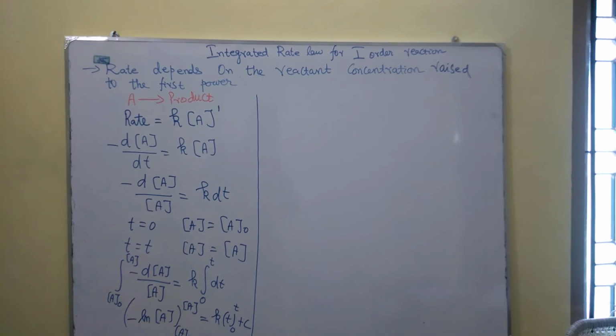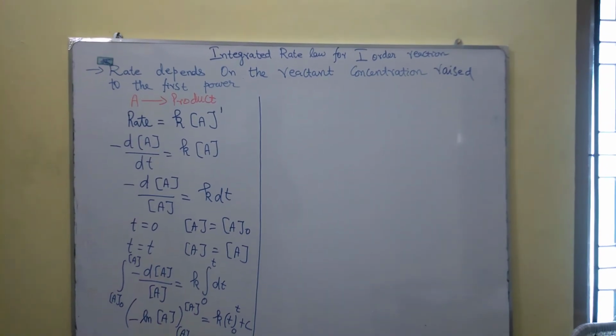So we have the equation. Now we are going to apply the lower limit and upper limit to that particular value. We just apply the lower limit and upper limit. We have the minus ln A0 to t. If you apply this particular one, what will you get?